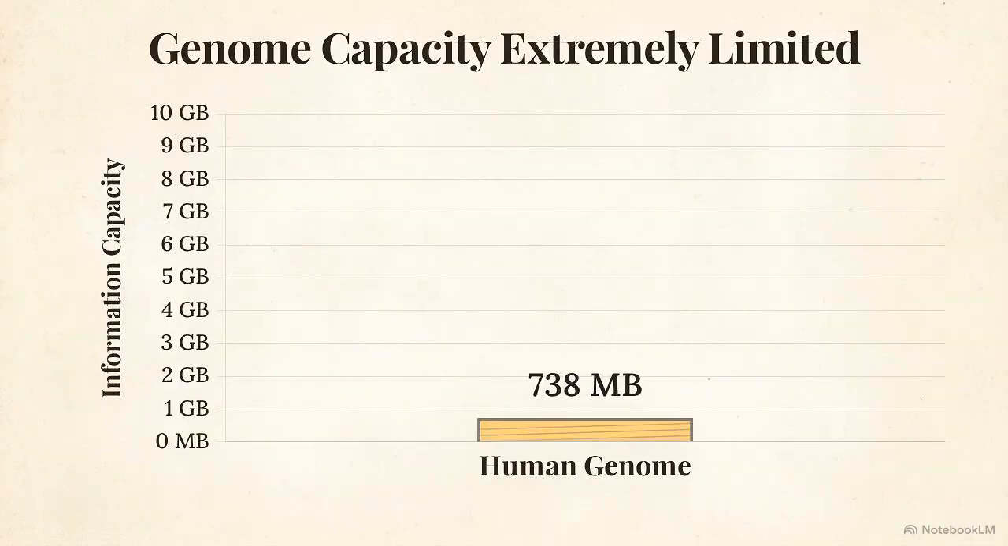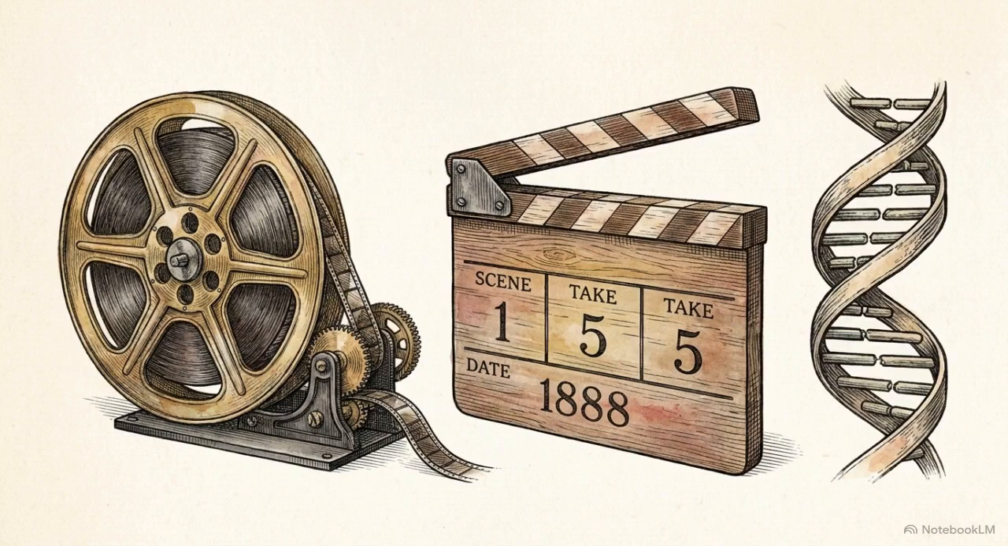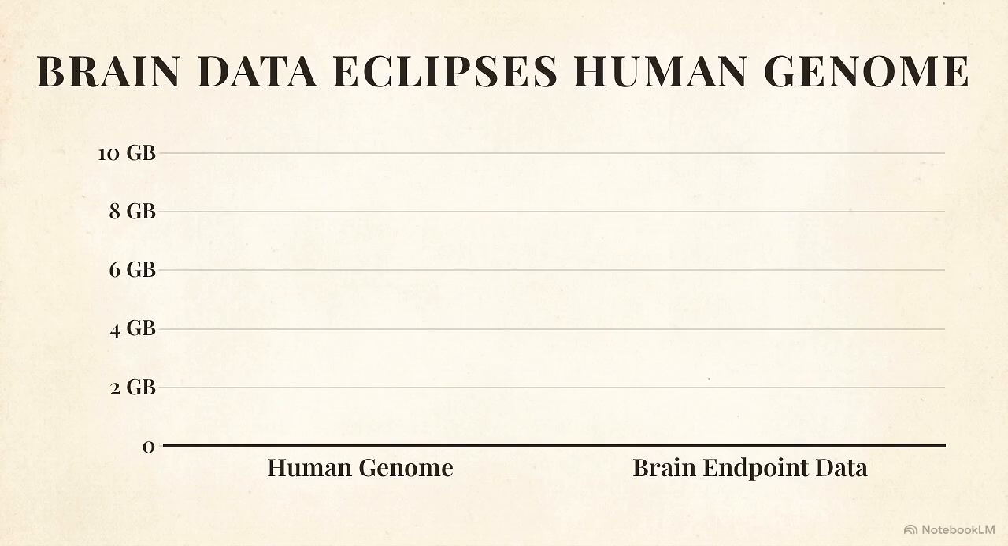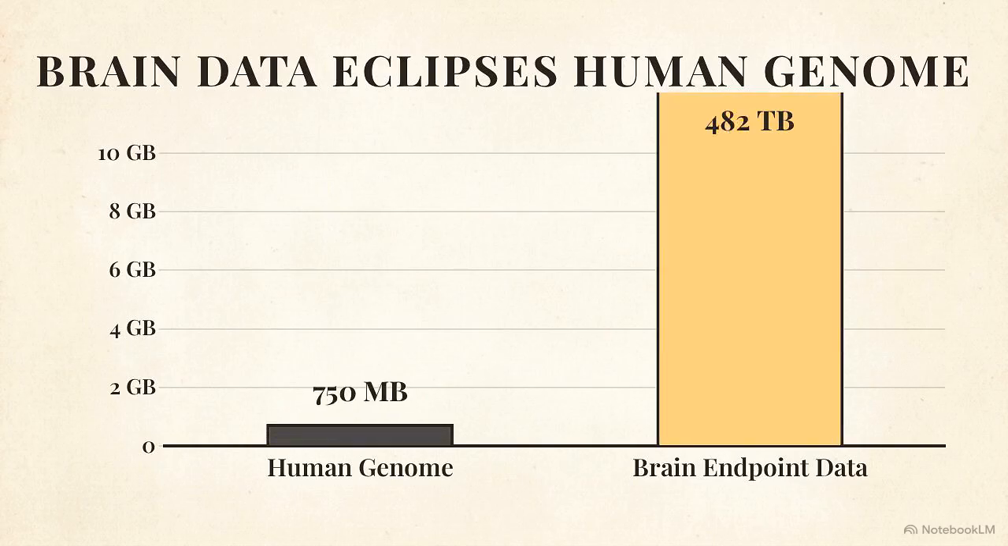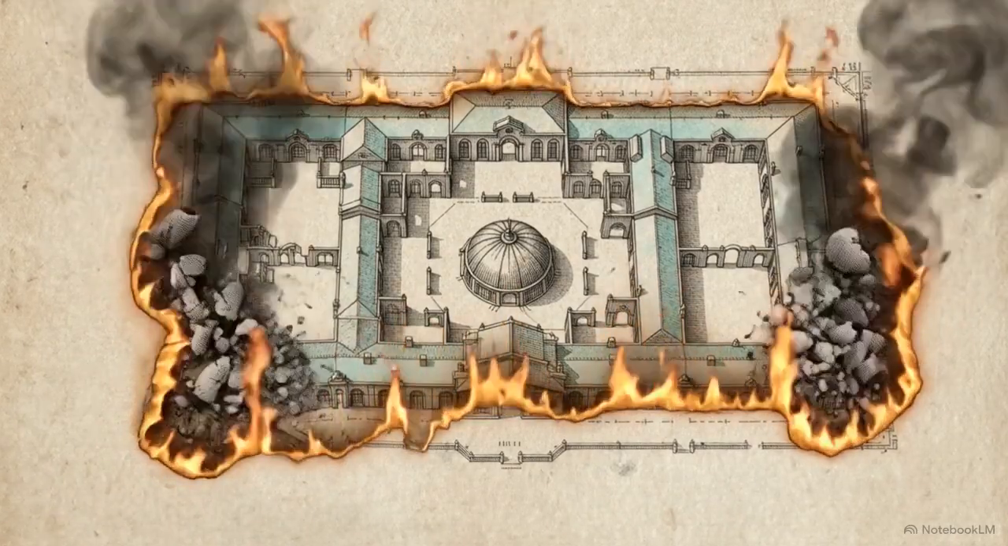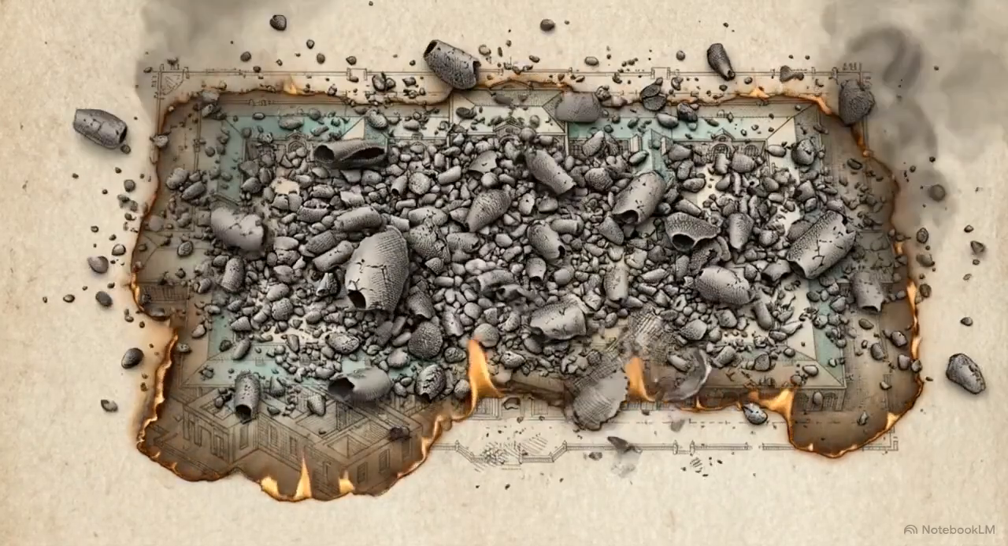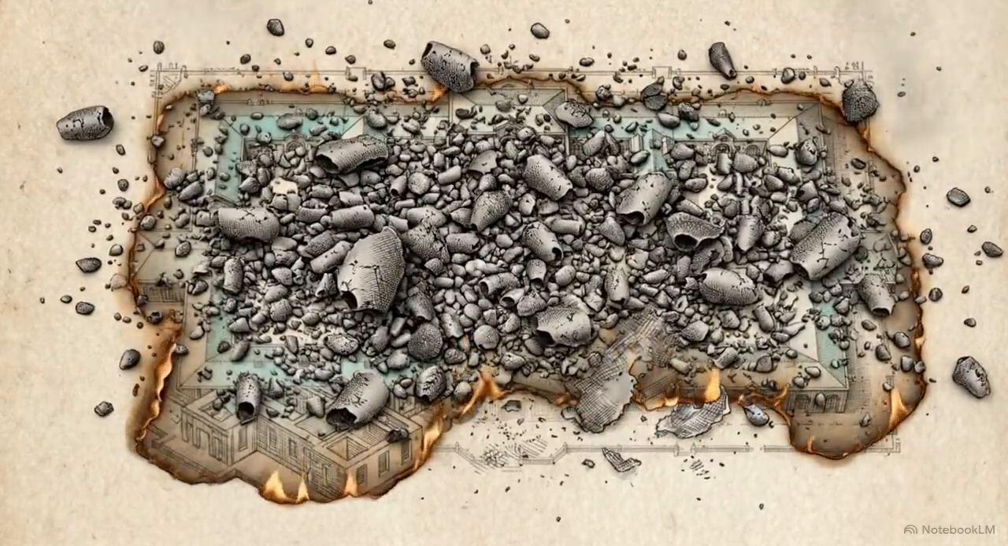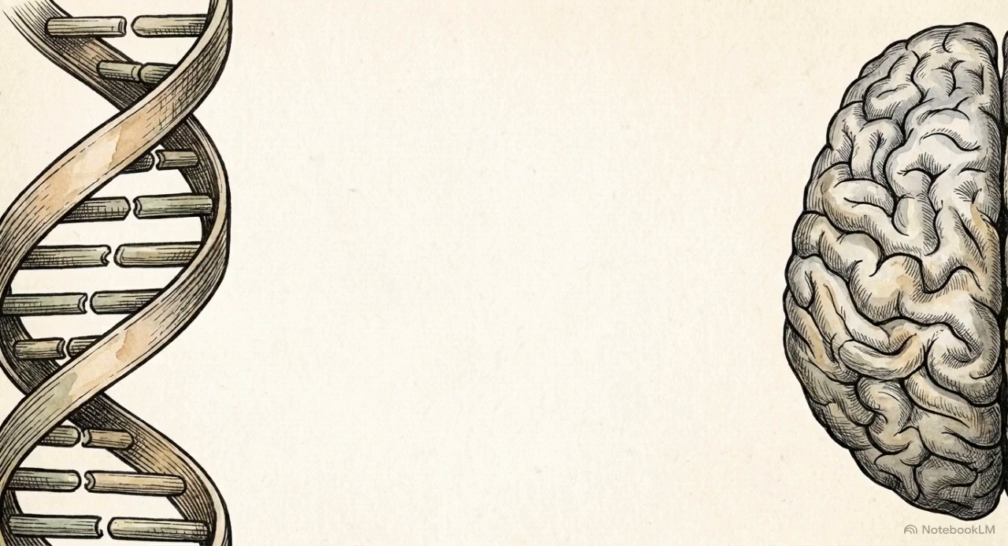The human genome only holds about 750 megabytes of data. That is barely enough space to hold a single high-resolution movie file, let alone the exabytes of raw endpoint data required to map out a human brain. Because the genome mathematically cannot hold the endpoint data needed to map the brain, the blueprint analogy is physically impossible, which leaves us with a massive gap. If the instructions aren't hard-coded in our DNA, where does all this complexity actually come from?